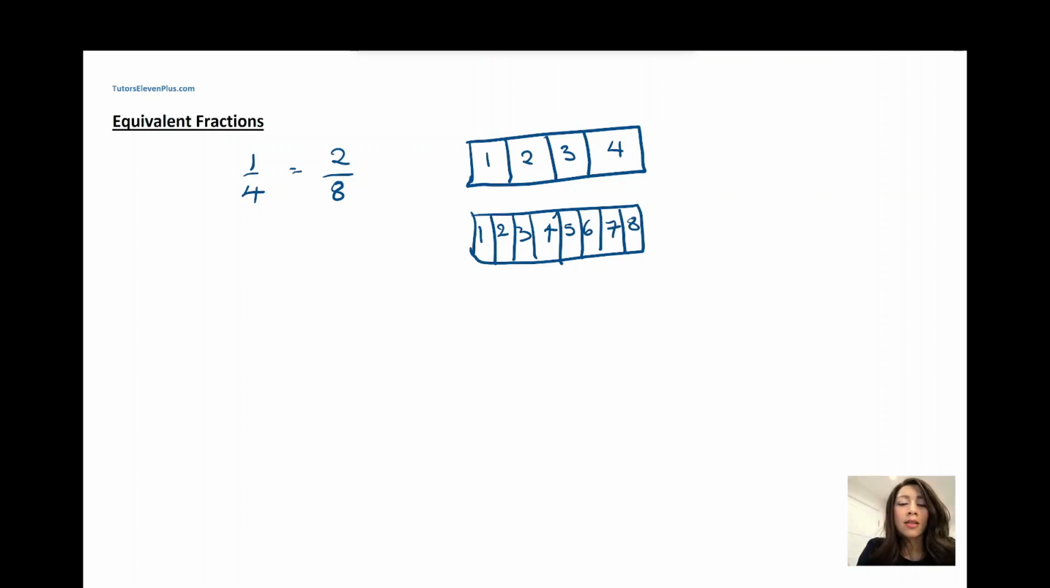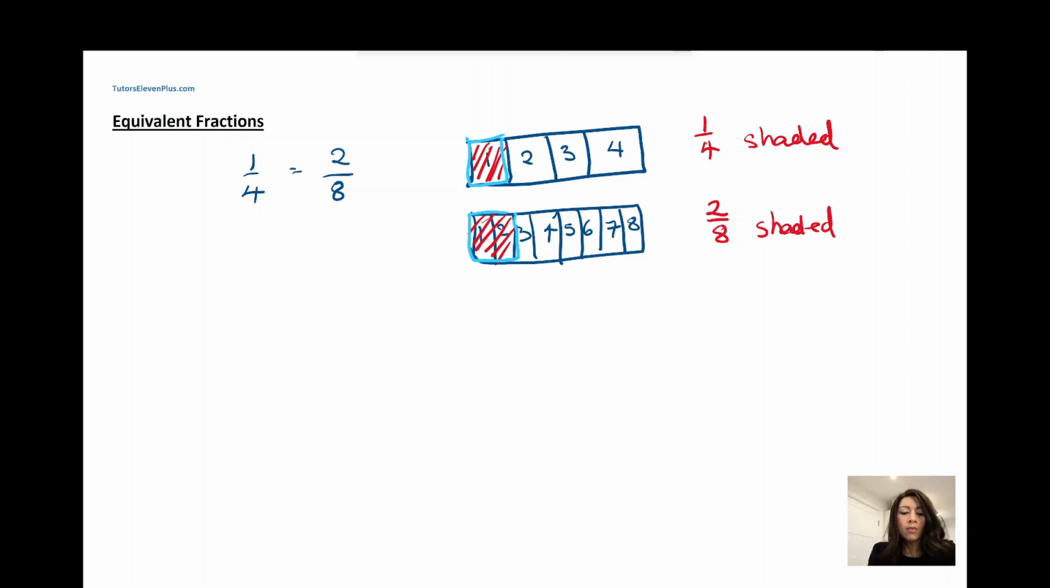I can shade the first one. So 1/4 is shaded. And the second one, I can shade in 2 of the bars so that 2/8 are shaded. You can see here very clearly that this is the same size as this. So 1/4 is the same or equivalent to 2/8.